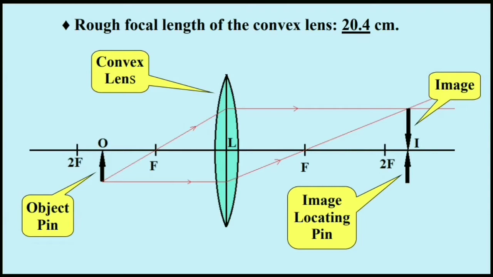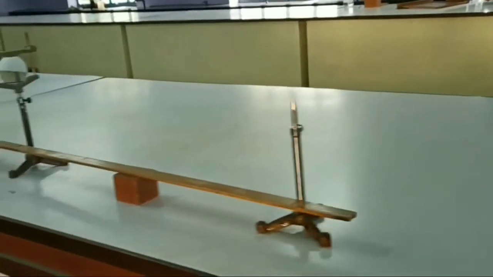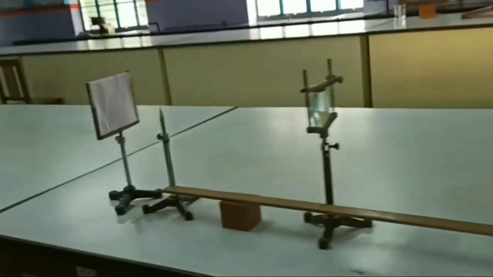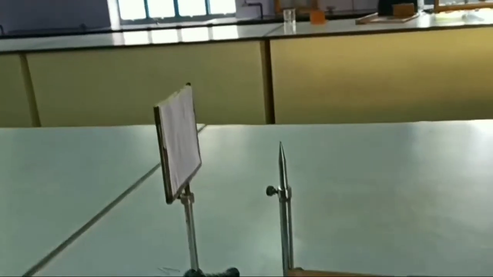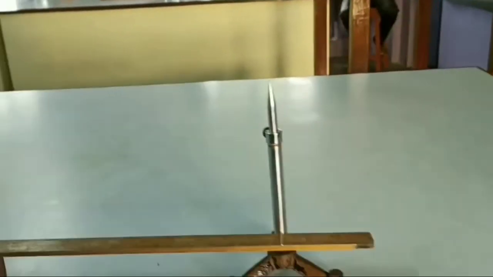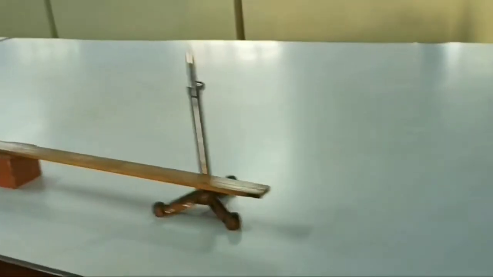Now I go for taking observations one by one and recording them one by one in an observation table. I go for the first observation of this experiment. The pin shown here on the screen is the object pin. Here a lens is a convex lens, and this pin is the image locating pin.